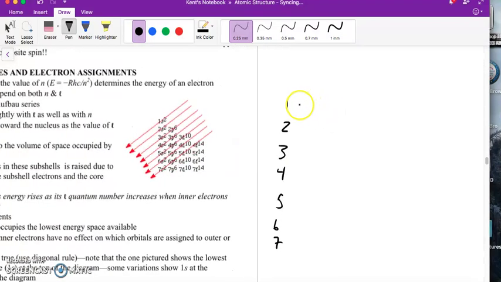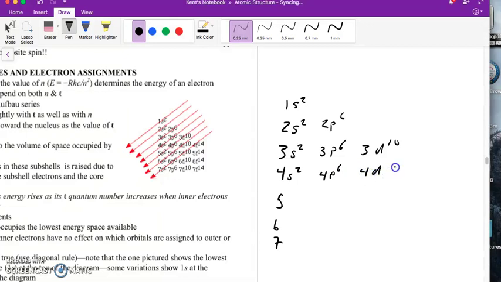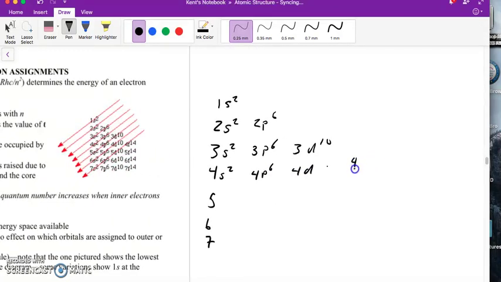And then let's put the subshells next to it. So we've got the 1s, and that's the only thing in the first shell. In the second shell, we've got the 2s and the 2p. In the third shell, we've got the 3s, the 3p, and the 3d. In the fourth shell, we've got the 4s, the 4p, the 4d, and the 4f. Let me write this: d is 10, sorry, f is 14. Got ahead of myself there.